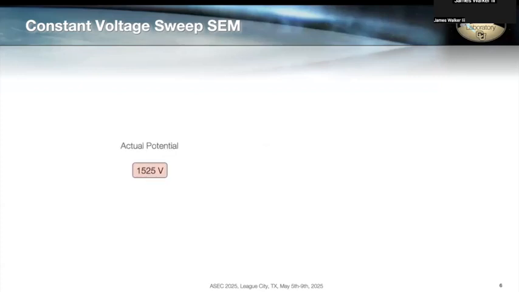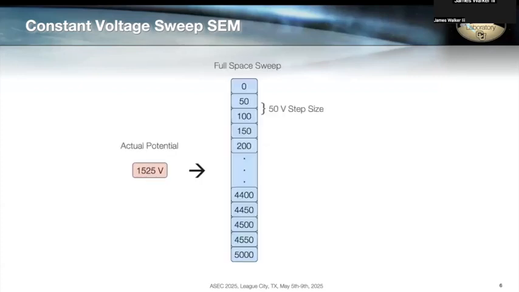So we start with our target's actual potential. We irradiate the target and we conduct a voltage sweep on the RPA across the entire experimental space. So in this case, 0 to 5,000 volts with our small step size of 50 volts. And after one voltage sweep, we get our measurement of 1,500 volts with our 50-volt error. That is the first method.